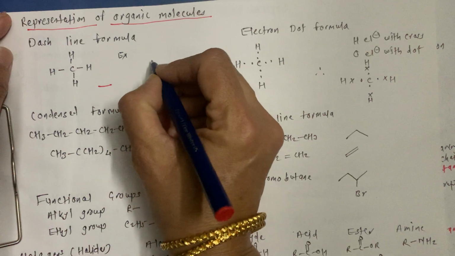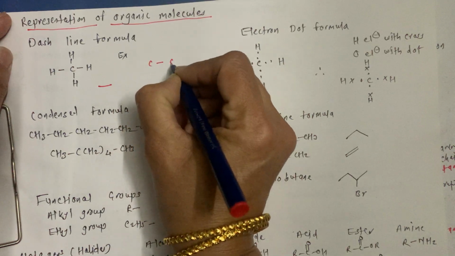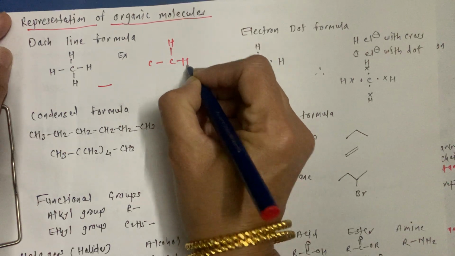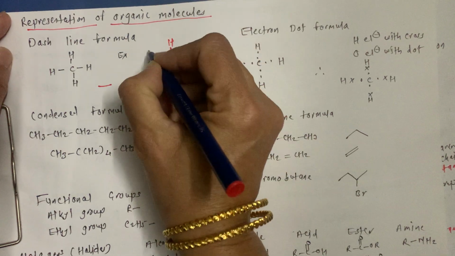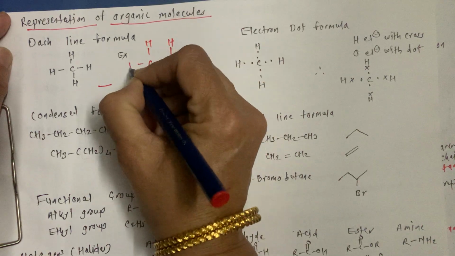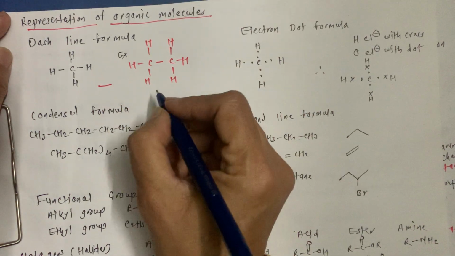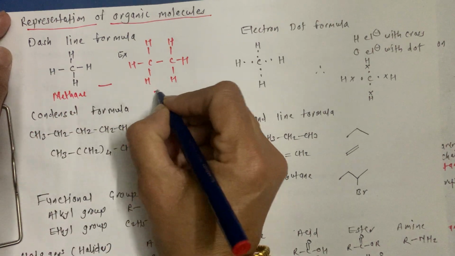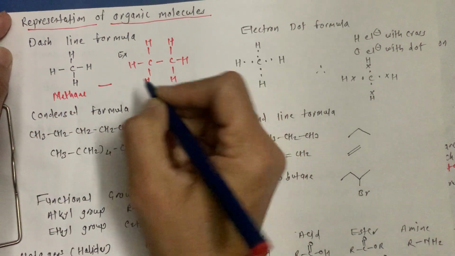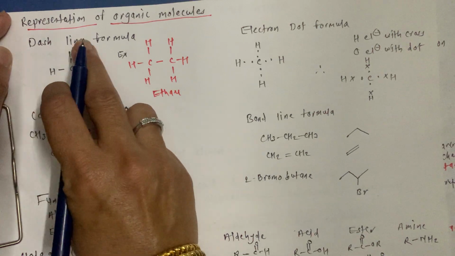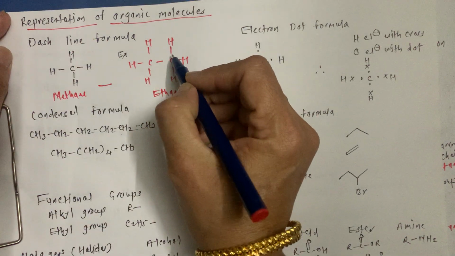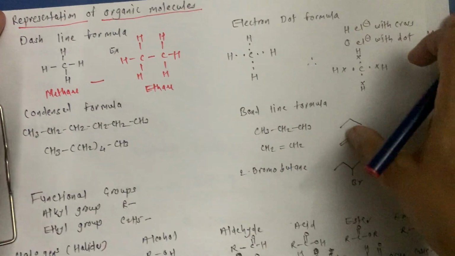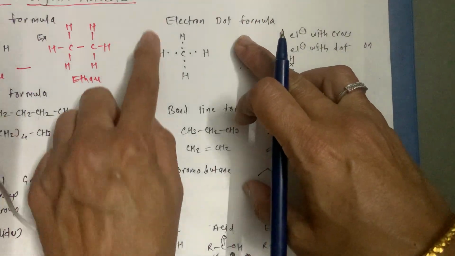For example, we will write one more example, that is CH3 and CH3 like this. So what is this? This is our methane, while this is our ethane, and we are mentioning dash line. So these are the dashes, or you can say dash line. Okay, then electron dot formula.